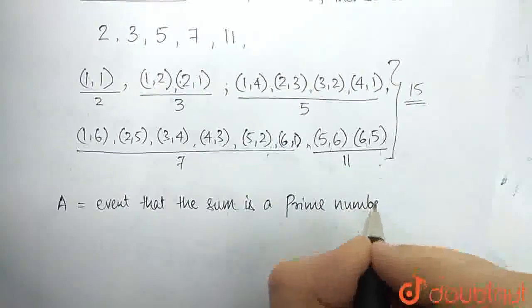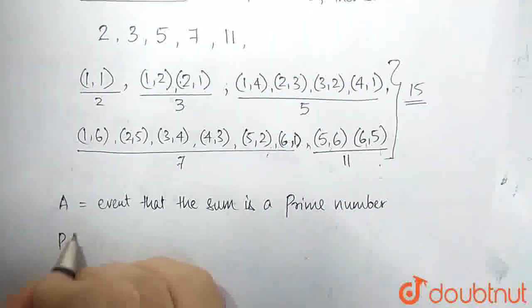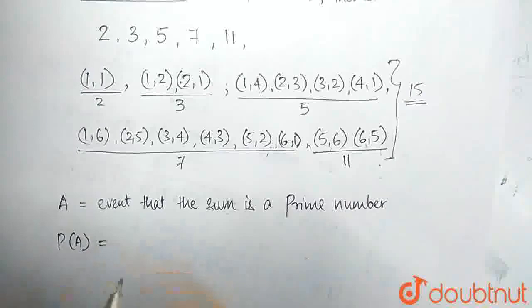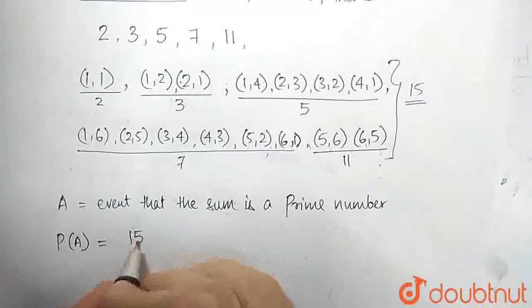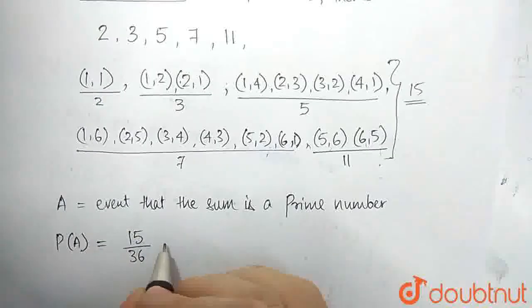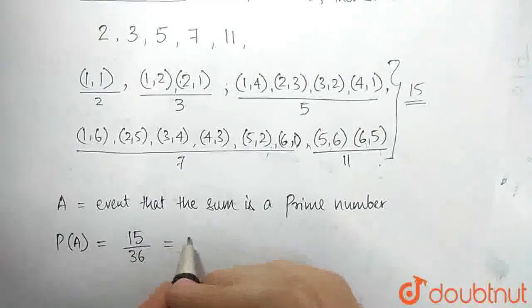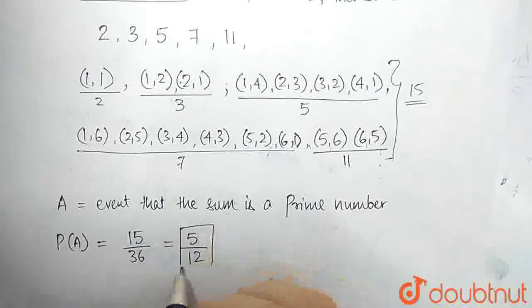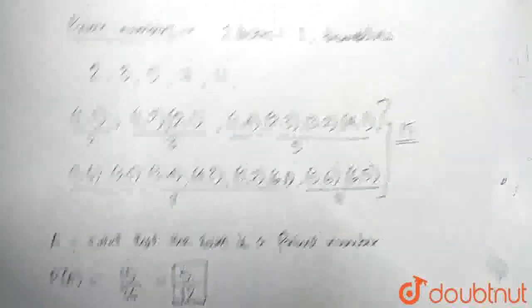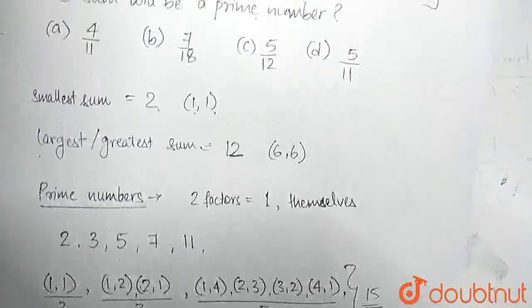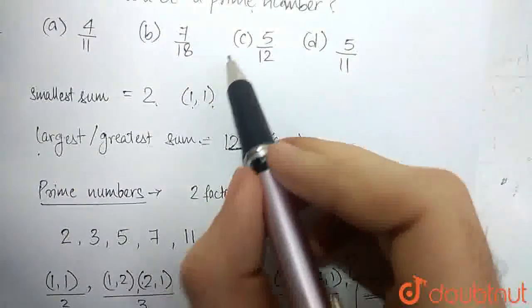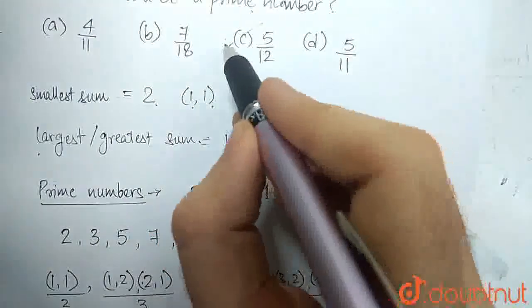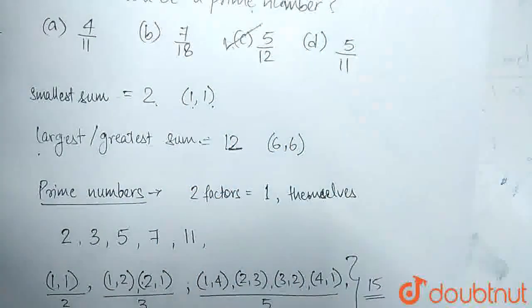So let A be the required event, which is the event that the sum is a prime number, right? Because that is what we require. So the probability of this event, P of A, is number of favorable outcomes by total number of outcomes, which means 15 by 36. We can simplify this further, divide numerator and denominator by 3 to get 5 by 12. So the required answer is 5 by 12. Now checking with the options, we see that option C here is correct.